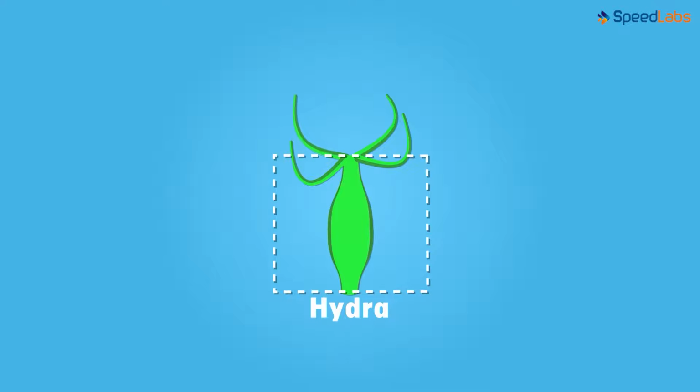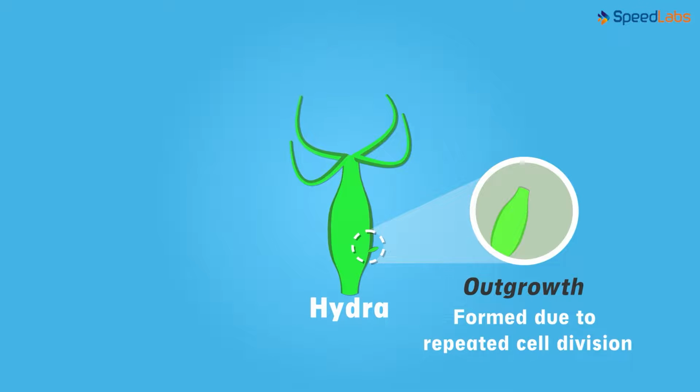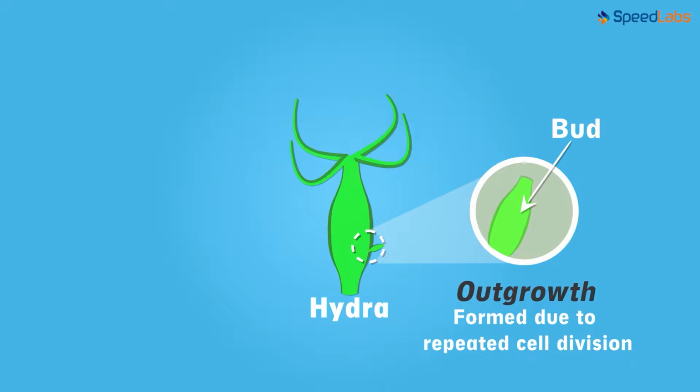This is the body of a Hydra. Can you spot a small outgrowth on the body of the Hydra? Yes, right here. There is a small outgrowth here. This outgrowth is formed due to the repeated cell division at this particular site. What do we call such an outgrowth? We call it a bud, and as days pass by, the bud will further grow outward.